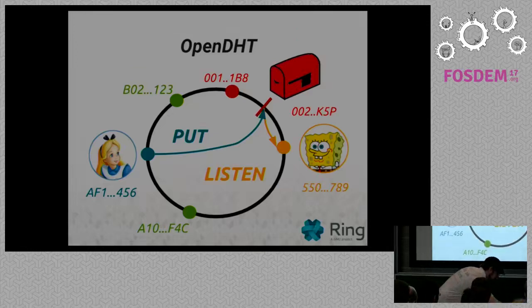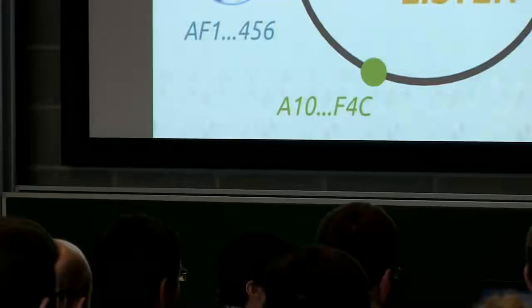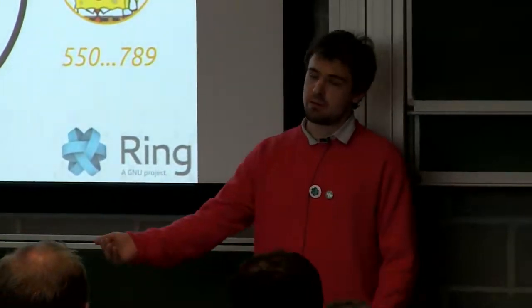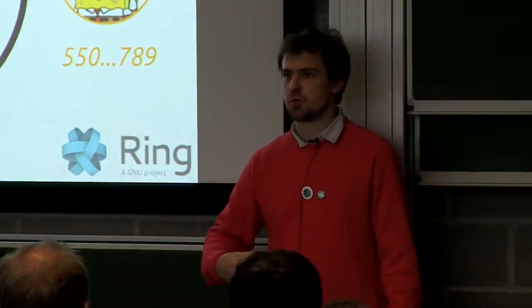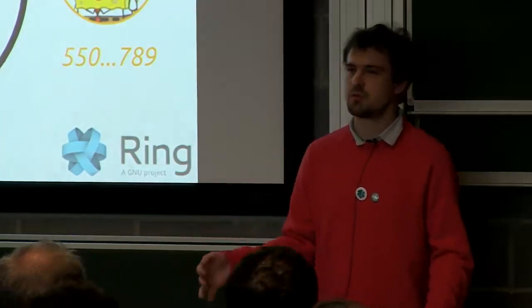So compared to the DHT used in BitTorrent, in Ring we implemented a new feature called Listen. You can ask other nodes to be informed of a change of value at some given hash. So when you receive an incoming call, for instance, you won't have to do some kind of polling every second. You will receive a network packet from other nodes saying, oh, there's a new value, and then you will see, oh, it's someone trying to call me.